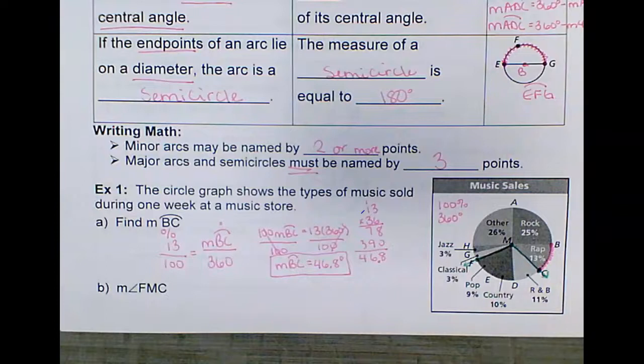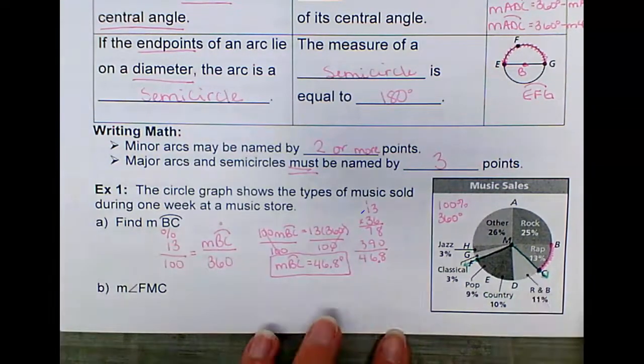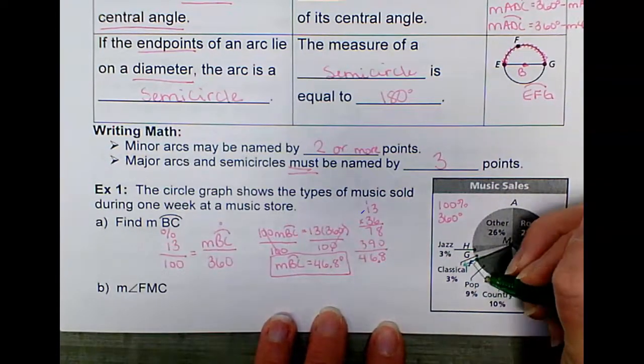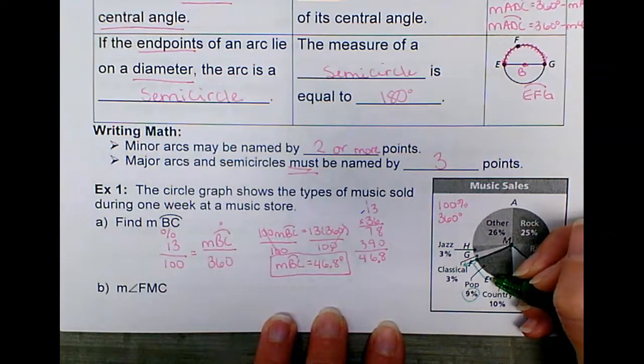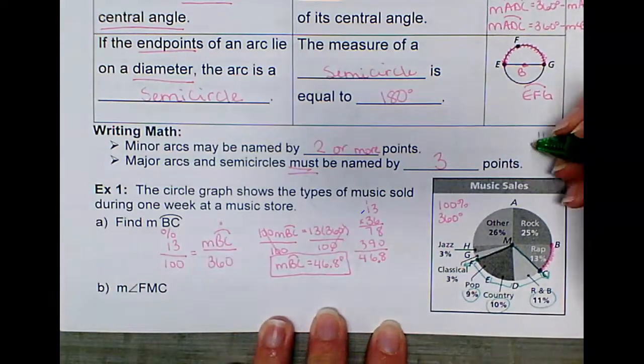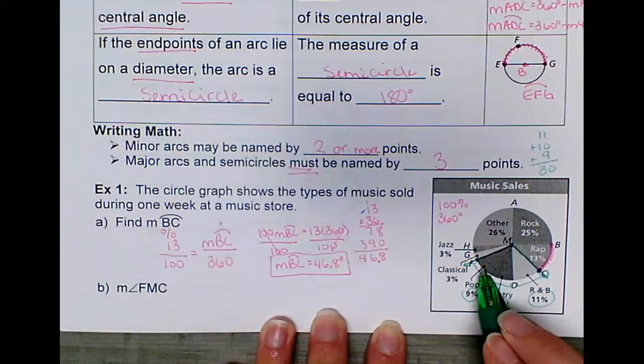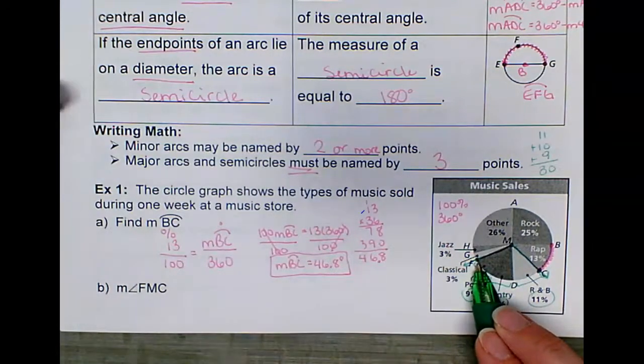And in order to do that, I need to do the same thing as I did before. I need to find, in degrees, this big wedge. But this big wedge is going to be given to me in percents. So this portion right here is pop, 9%. This portion right here is country, 10%. And this portion right here is R&B, 11%. So if I add those up, 11 plus 10 plus 9 is 30 for this whole wedge. So this whole wedge is making up 30% of music sales. So I'm going to convert that to degrees.